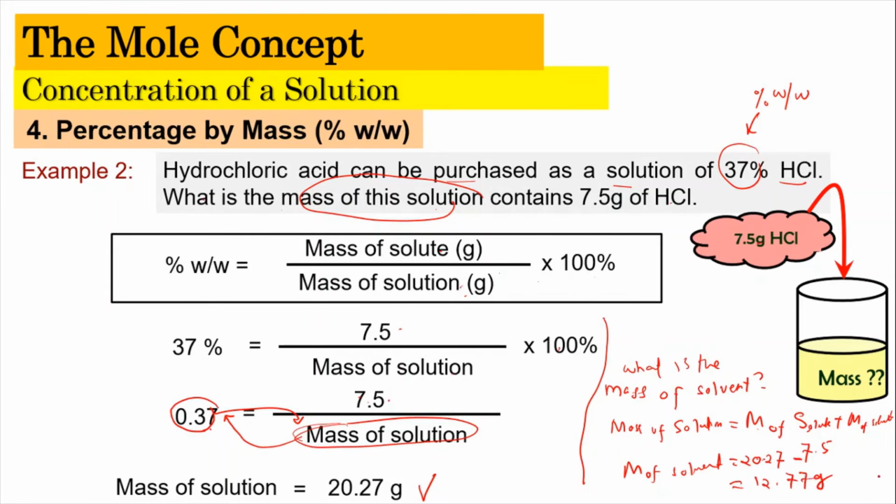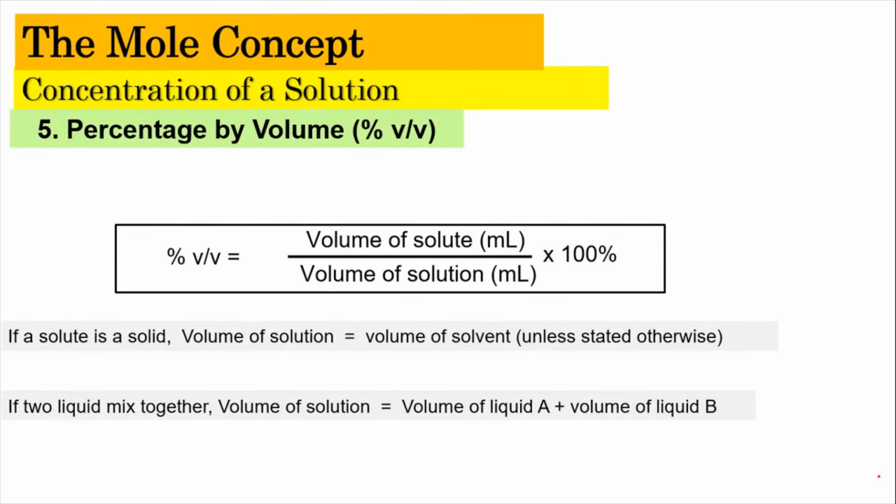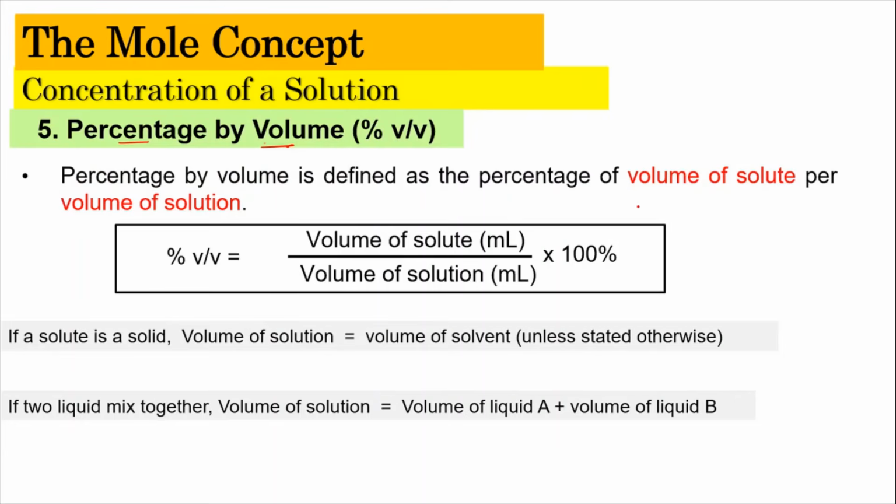Okay, now we're going to move on to the next representation of concentration, which is percentage by volume. So the same thing, percentage, but now we are going to focus on volume, V over V. Percentage by volume is defined as the percentage of volume of solute per volume of the solution. Similar to before, percentage W over W refers to the mass of solute per mass of solution.